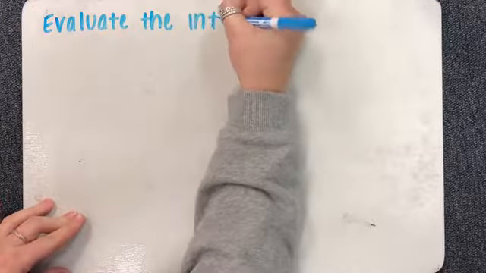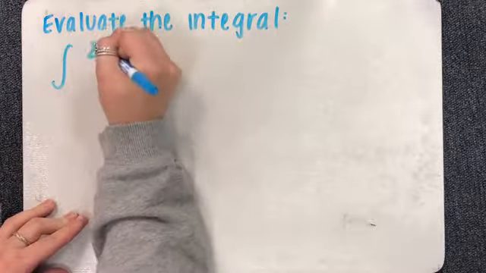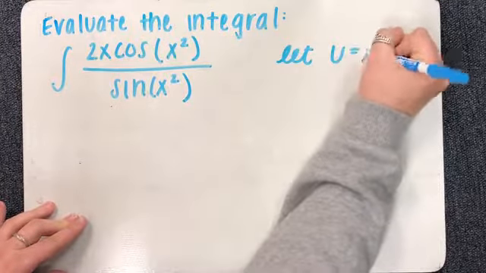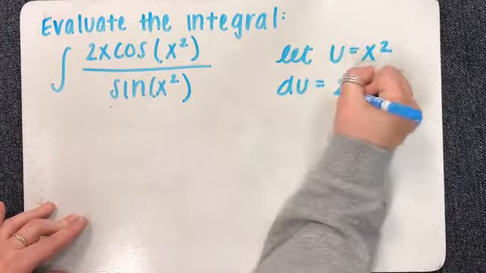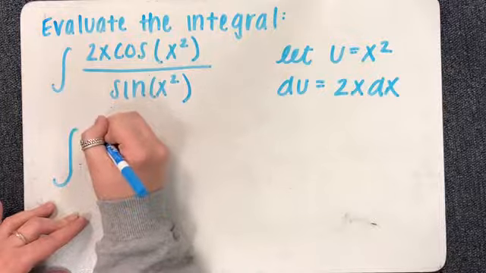For our next problem, we will be evaluating the integral of 2x cosine of x squared over sine of x squared dx. Before evaluating, we must use u substitution in order to eliminate the x squared in the trig function. We will let u equal x squared and then take the derivative of u.